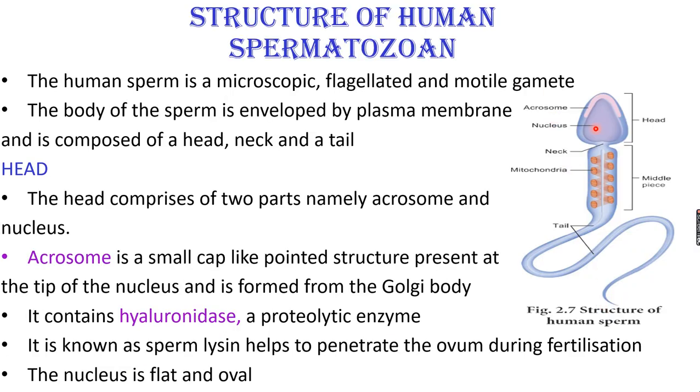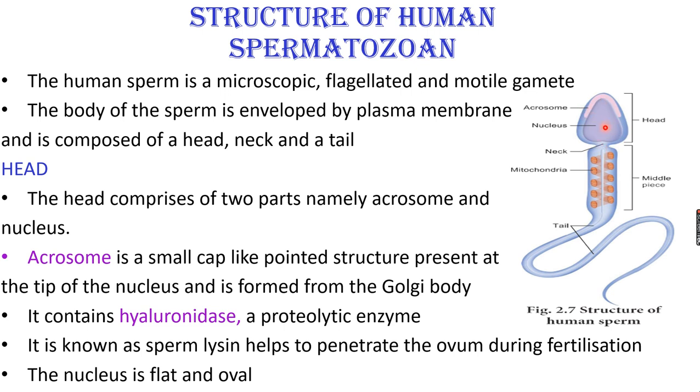What is the structure of the human spermatozoan? This is a very important diagram you have to practice for your exam. It is a microscopic, flagellated, motile gamete. The body of the sperm is surrounded by plasma membrane, with head region, neck region, middle piece, and tail. The head consists of two important parts, namely acrosome and nucleus. The largest portion is the nucleus, and the tip region consists of the acrosome. It is a cap-like structure present at the tip of the nucleus, formed from the Golgi body. It contains hyaluronidase, a proteolytic enzyme, which helps to penetrate the ovum during fertilization.